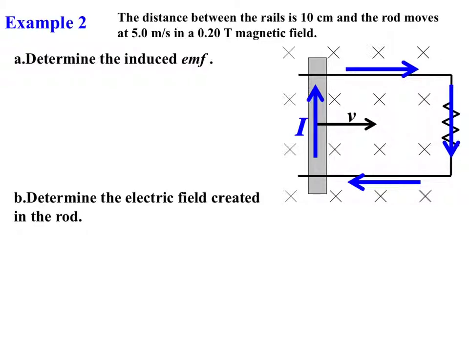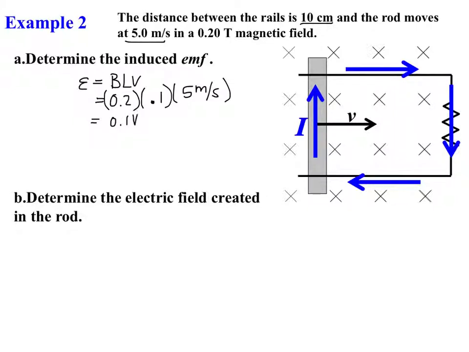Here we're told that the distance between the rails is 10 centimeters, and the rod moves at 5 meters per second in a 0.2 Tesla magnetic field. And we're asked to determine the induced EMF, which if we know our magnetic field, and we know the length of this rod, which is 0.1 meter or 10 centimeters, and the velocity is 5 meters per second, then we know the induced EMF must be 0.1 volts.